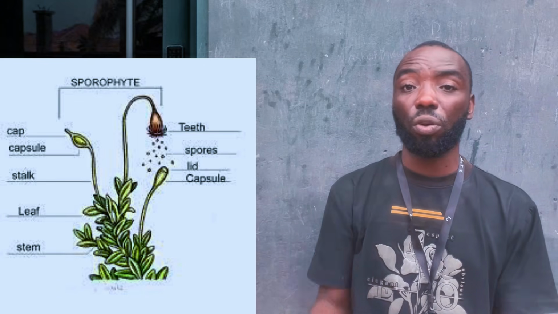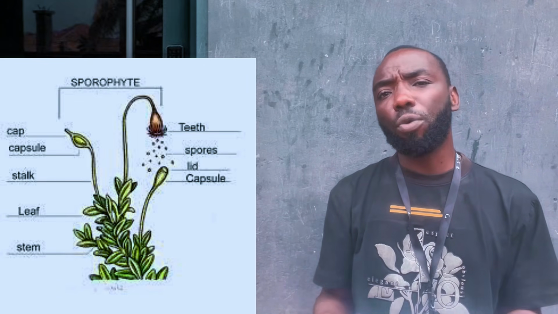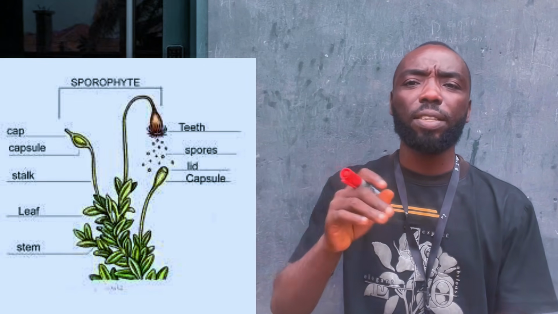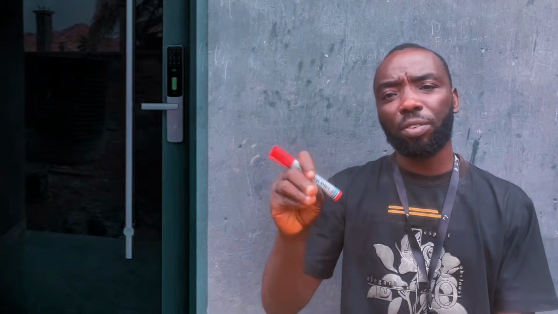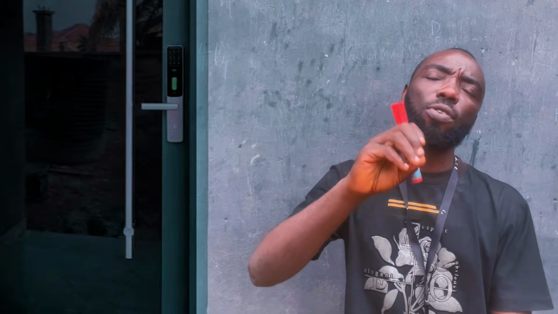Okay, it possesses rhizoids instead of a true root. Now the other very important question is, why is it called a non-vascular plant? The reason it is called a non-vascular plant is because it lacks xylem and phloem tissues. That is why it is called a non-vascular plant.